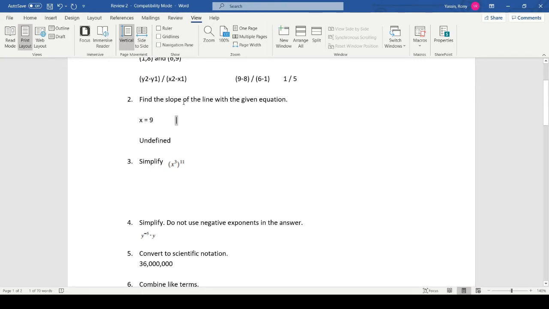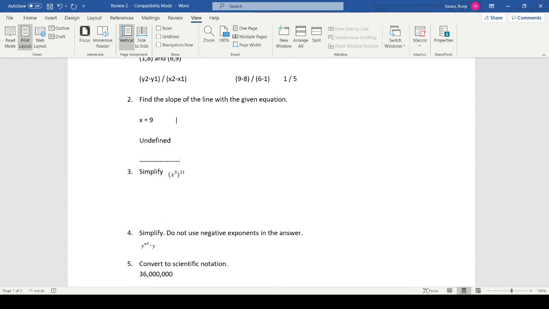The slope of a vertical line, we said, is undefined. Now, if the line was horizontal instead of vertical, the slope of this line would be 0. But the slope for the vertical line is undefined. So remember, you just have to memorize those two slopes for the special lines. Like y equals 9, slope would be 0. X equals 9, slope was undefined. Okay.